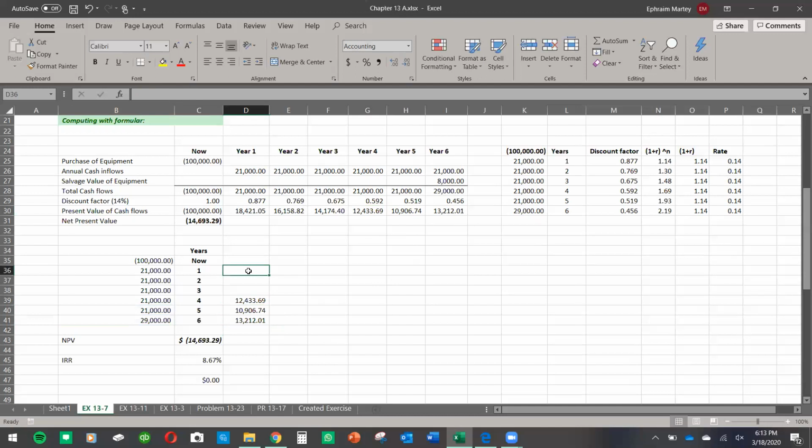Now let's go back and do year 1. What is it worth in year 1? Press 1 divided by, open parentheses, 1 plus the rate, which is 14%. You close parentheses, raise the power by 1 because it's in year 1, multiply by the cash inflow. So it's worth 18,420. That's what we have here. Then I can just drag it down, but I'll have to change the power. So this is in year 2, that's how much it's going to be worth. This is in year 3, that's how much it's going to be worth.